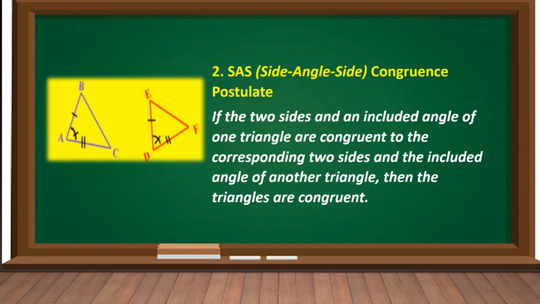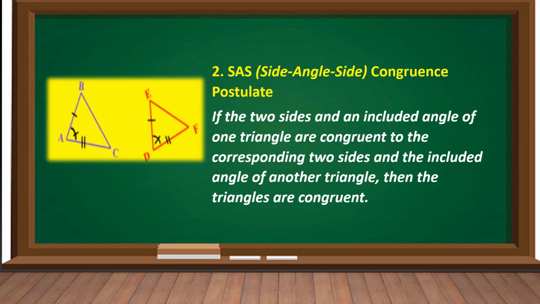In the figure, we have again triangle ABC and triangle DEF. Observe, angle A is an included angle of side AB and side AC for triangle ABC. And as to the other triangle, angle D is an included angle of side DE and side DF.